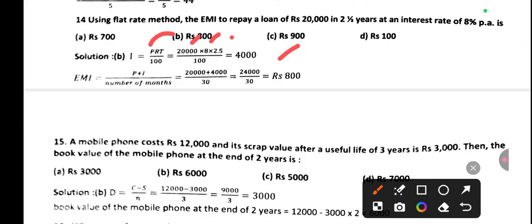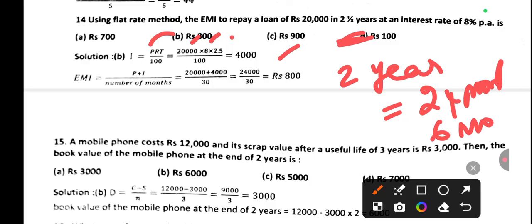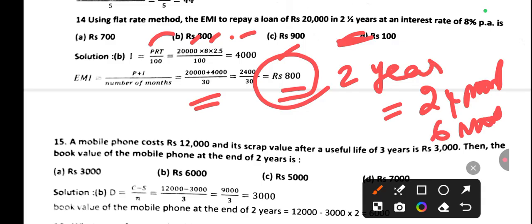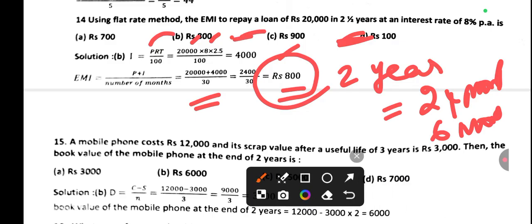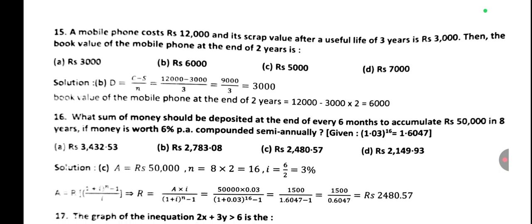So how many months do you have? 2.5 years. They said 2 years and a half. You know, 1 year is 12 months. 2 years, 12 twos are 24 months. Correct? Then the half year is 6 months. So 24 months plus 6 months is 30 months. So divide by 30. So at last the EMI is 800 rupees. Only 800 rupees we are paying to repay the loan. Easy. So again the formulas: I equals PRT by 100, EMI equals P plus I by N.